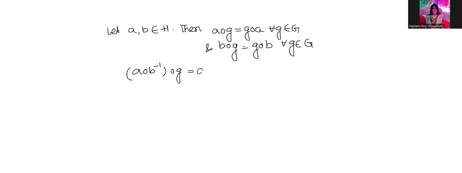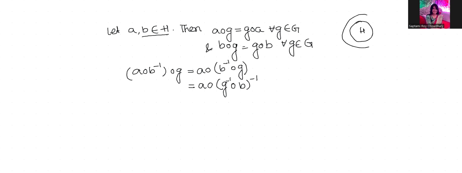So A circle B inverse circle G equal to... can we write down this? AB belongs to H means AB already in G, as G set is the larger set. If this is your H set, this is your G set. AB belongs to here means AB already in G.